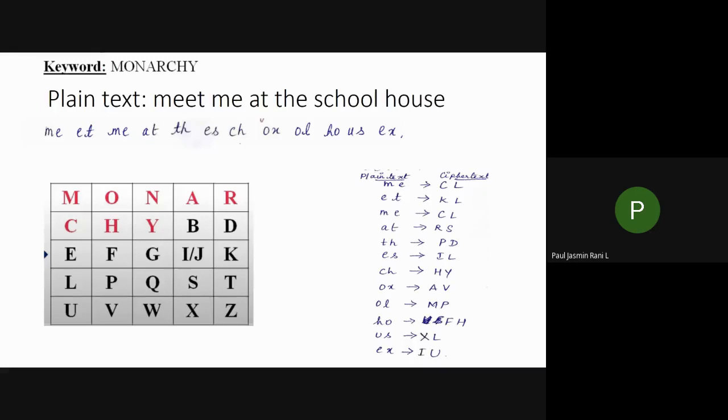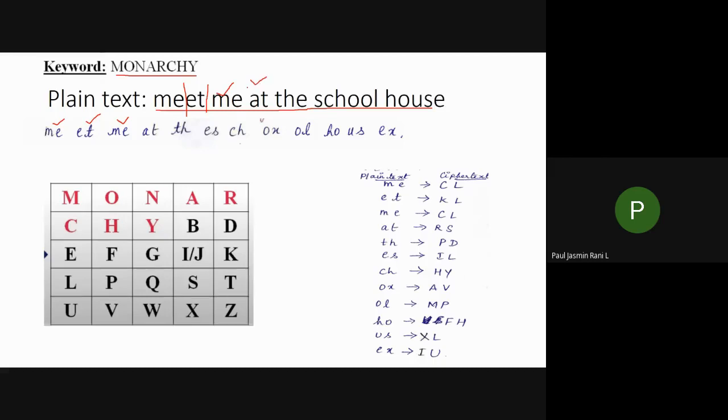Your keyword is monarchy and your plain text is "meet me at the schoolhouse." First, you have to split your plain text like this. After splitting, let us check whether you are getting a repeated letter or not. ME, you don't get any repeated alphabets. Next, ET is also okay, no repeated element. Next is ME, here also it is okay.